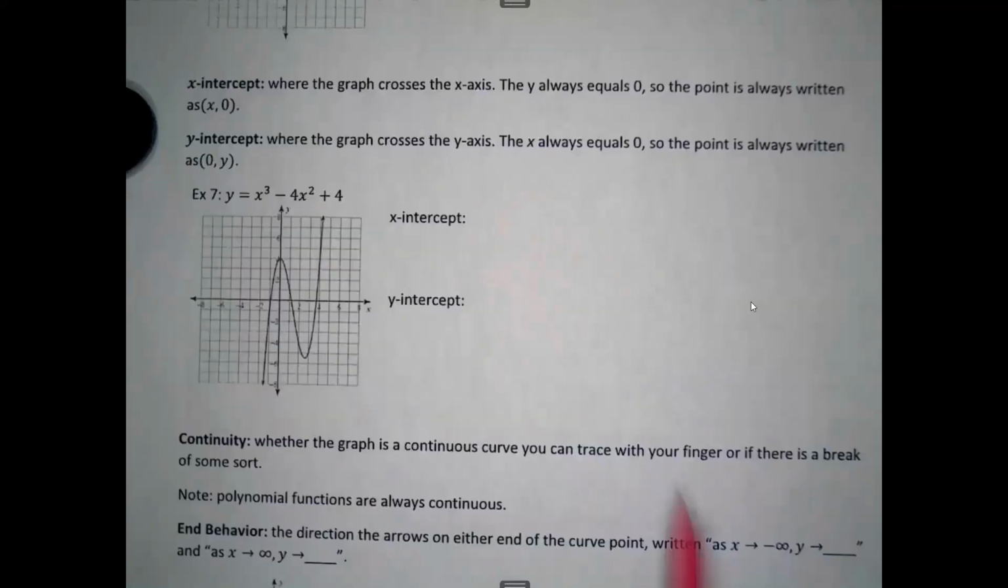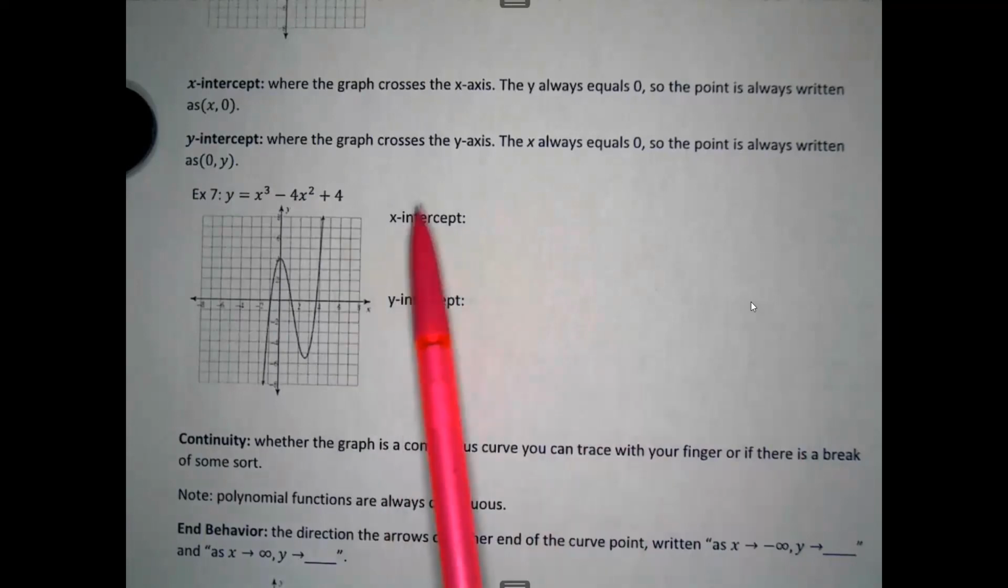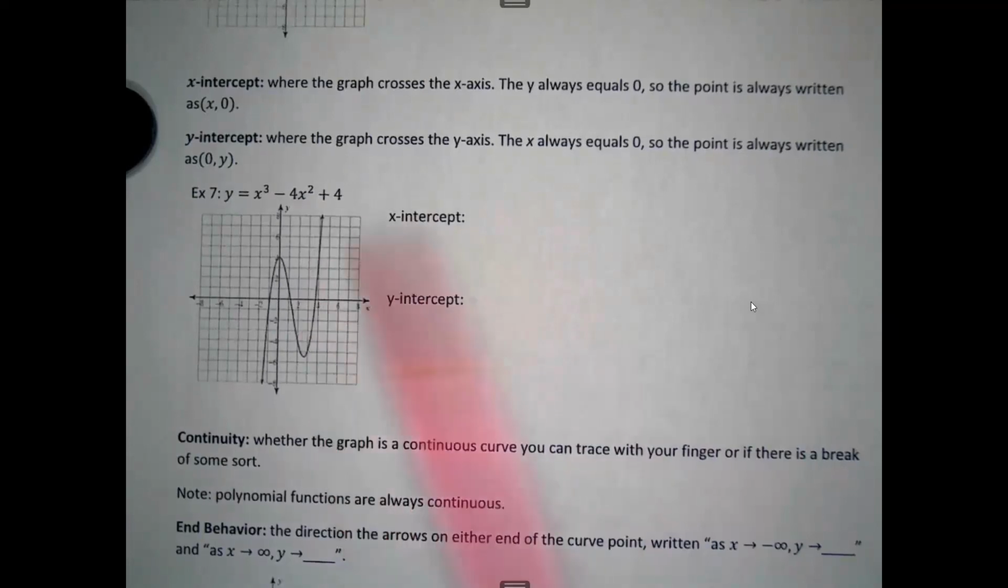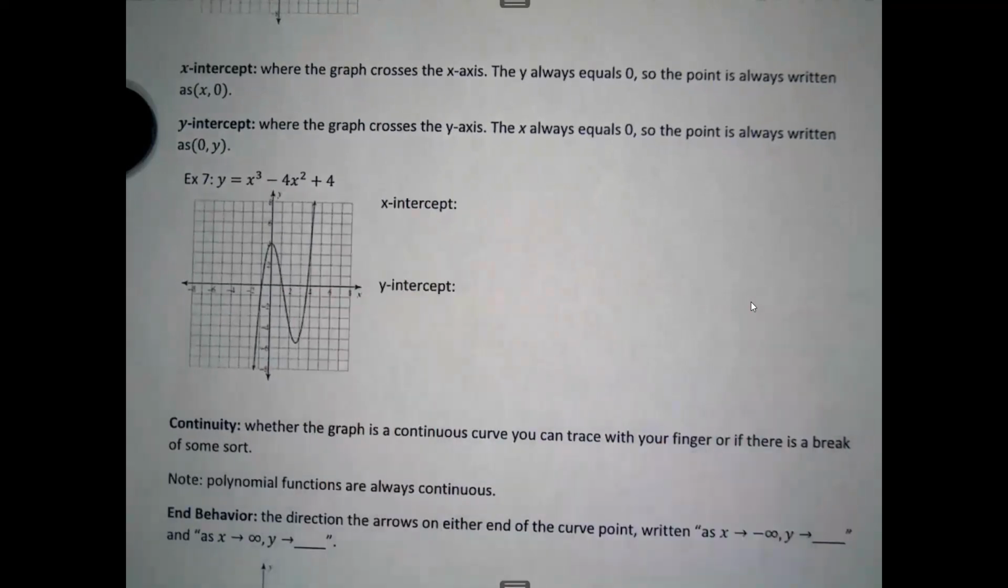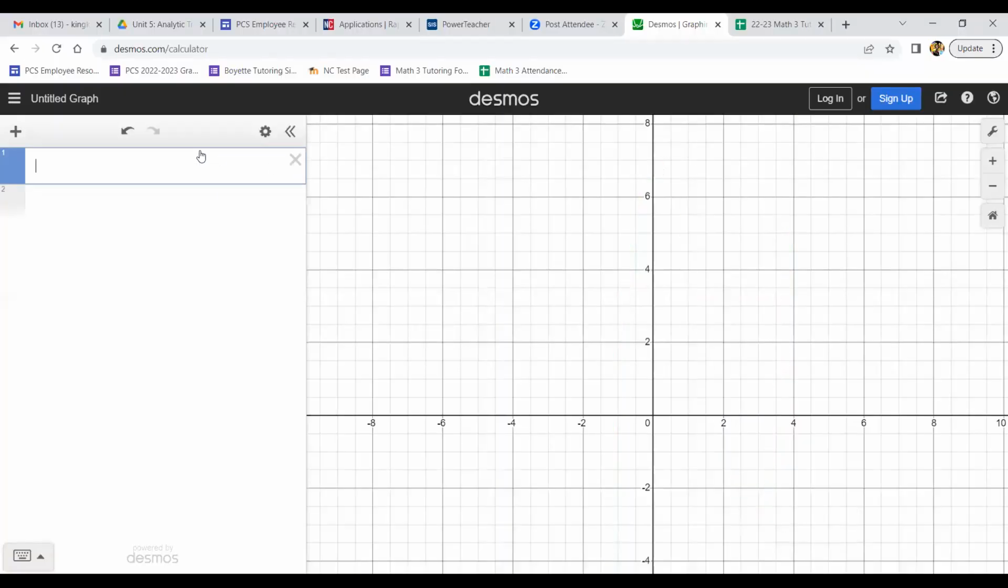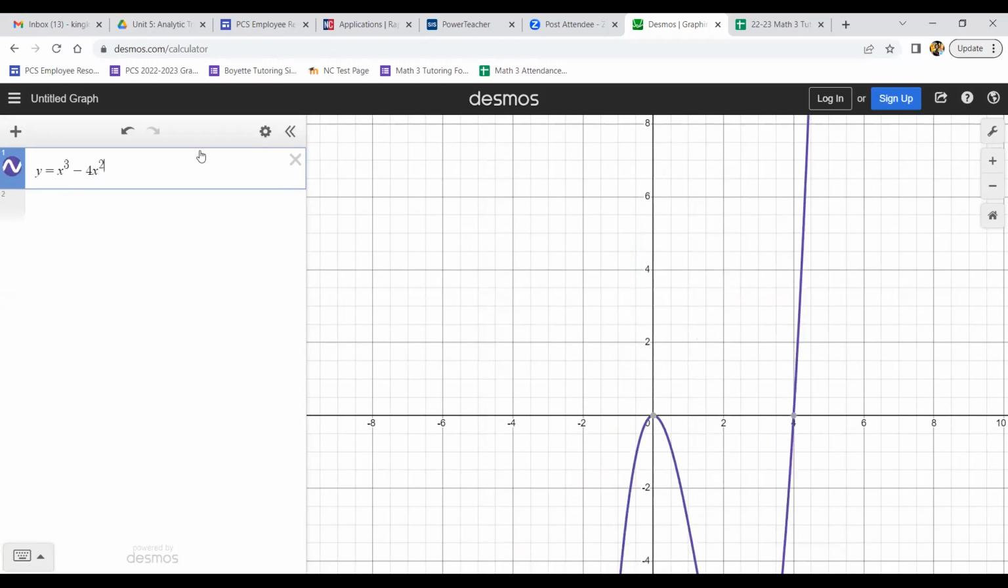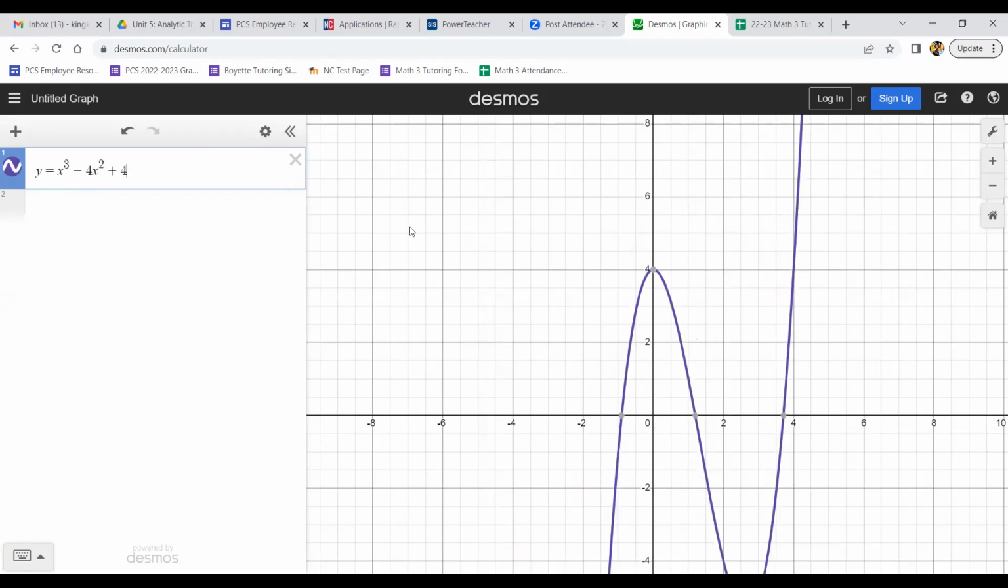All right. So the next part of the notes that we're on says to take this particular example problem, we're going to be finding the intercepts for that example problem. So we know in Desmos it's pretty easy to find intercepts because you just have to click on them. So let's go ahead and take this problem and plug it in. So we're going to be typing x to the third equals x to the third minus 4x squared plus 4.